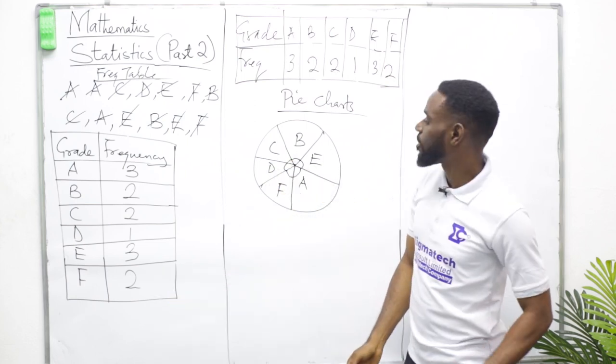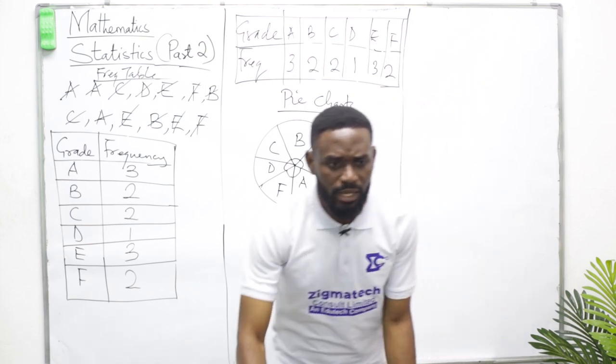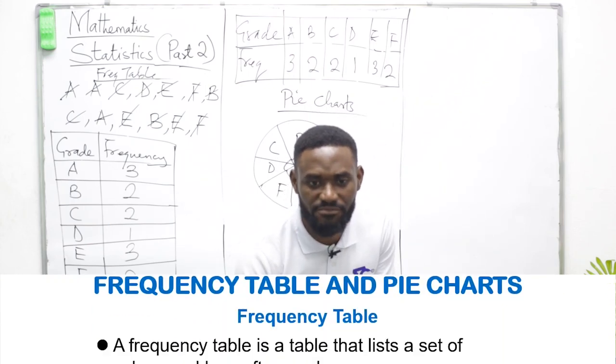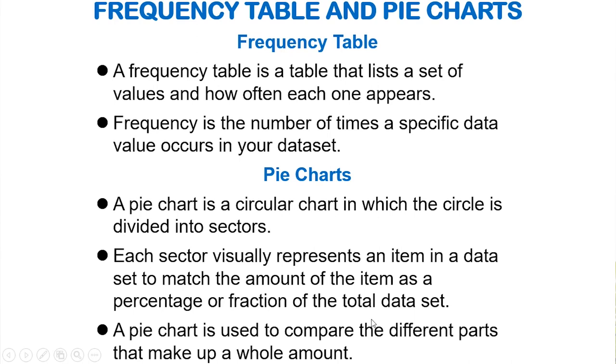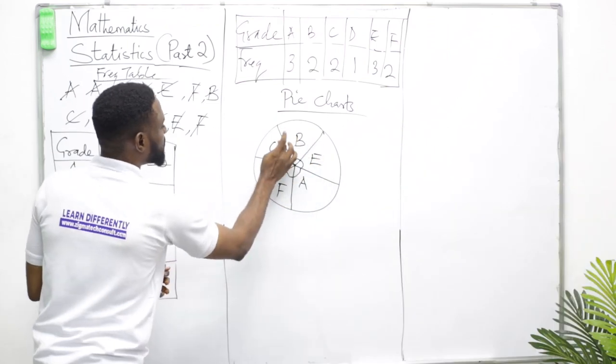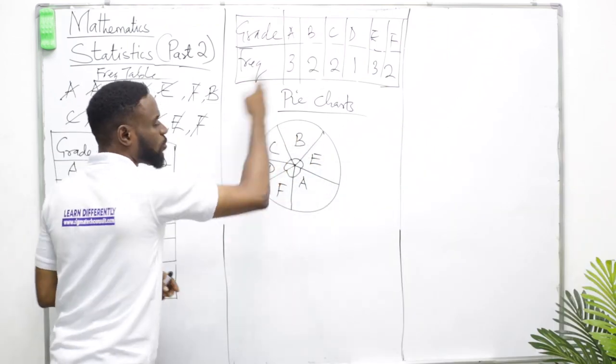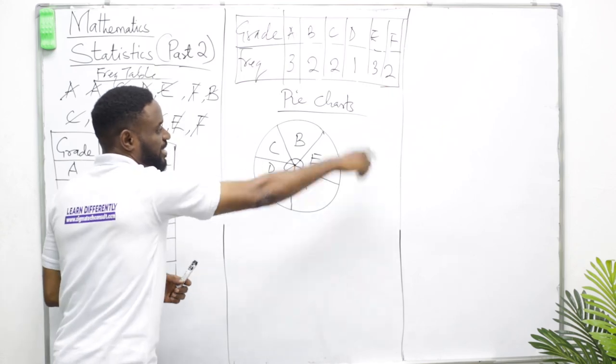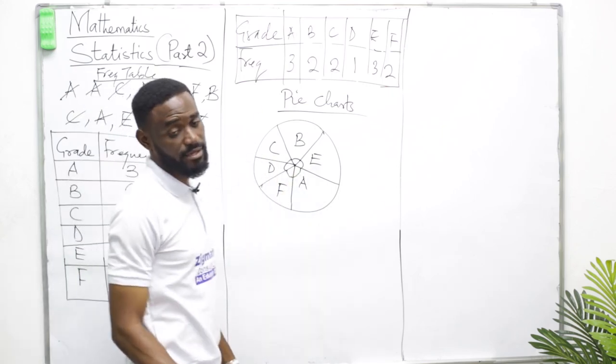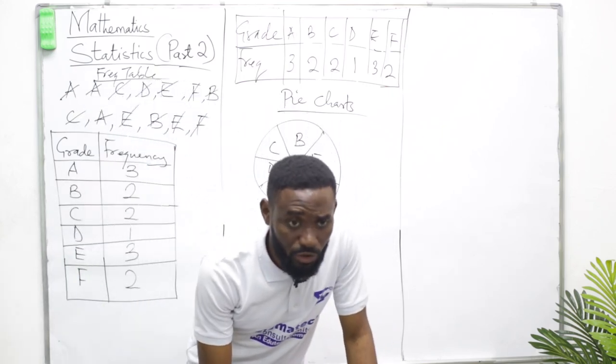Do you understand me? All right, so a pie chart is used to compare the different parts that make up a whole amount. Okay, so these make up this whole amount. So these are the different parts that make up this whole number of students in the class. This is the number of students in the class, and this is what they had in their results. Okay?